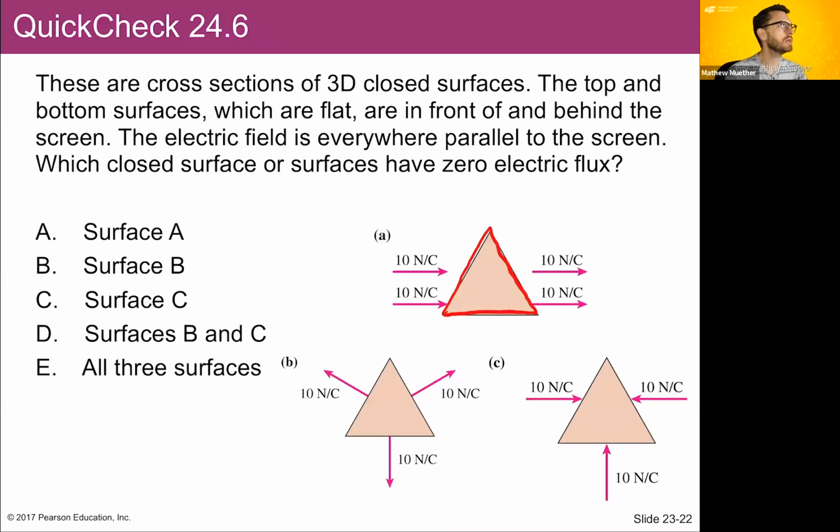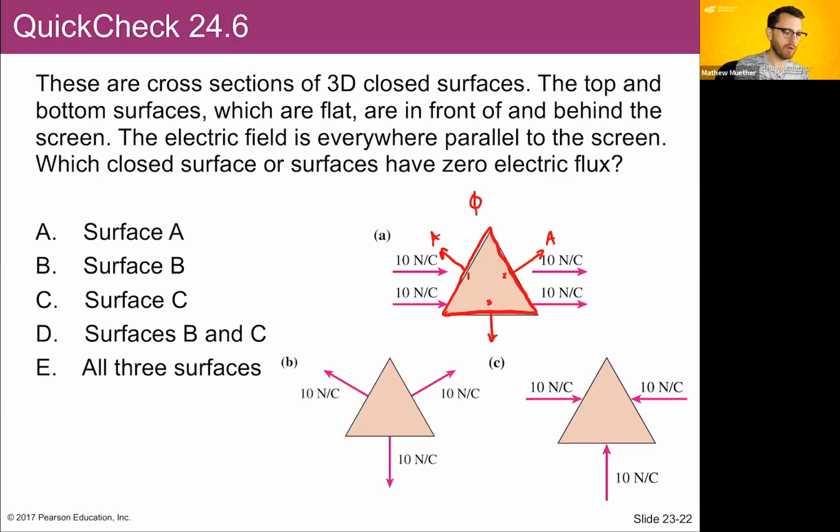So the most popular answer was A, that surface A has zero electric flux. So let's see if that's the case. So we can draw the area vector, right? This area vector for a closed shape, remember we said yesterday, points out from the center of the surface. And now I can say, let's call this surface 1, this surface 2, and say this surface 3.